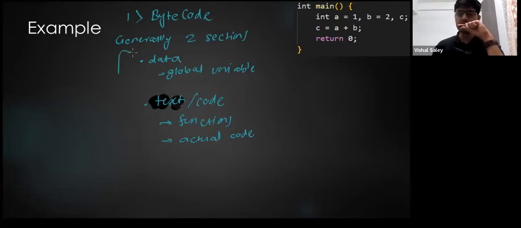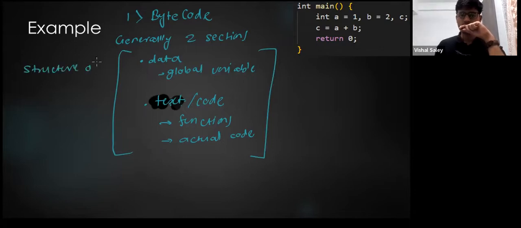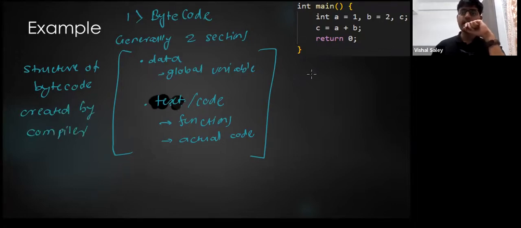So who creates these things? This is the structure of your bytecode file or a.out file created by the compiler. So your compiler takes this program as input and it creates this kind of structure, right? That's it. Is this understood? Okay, great.